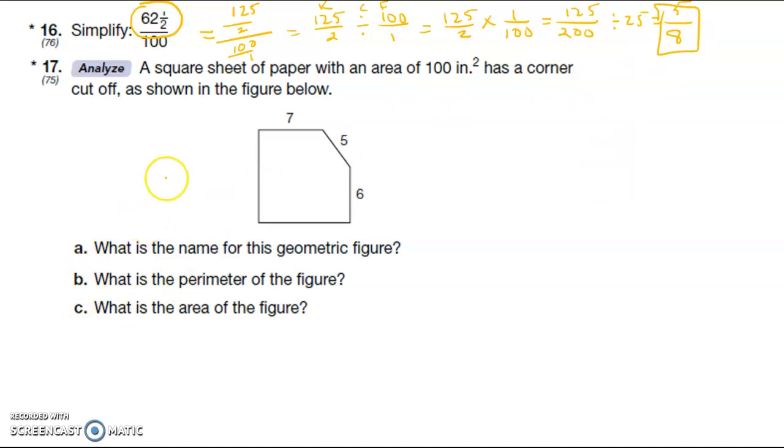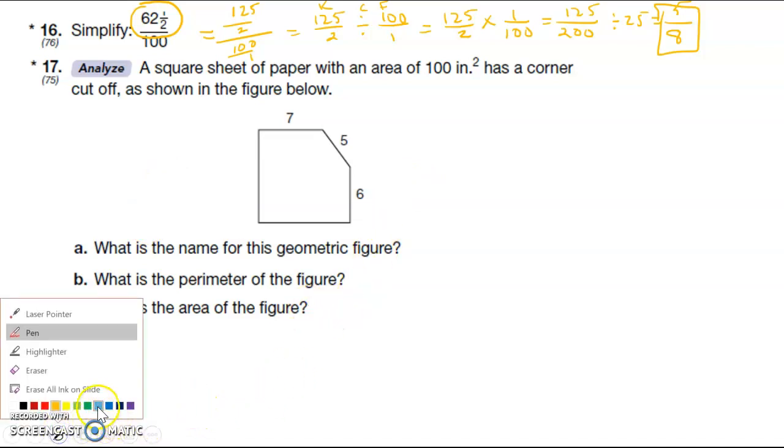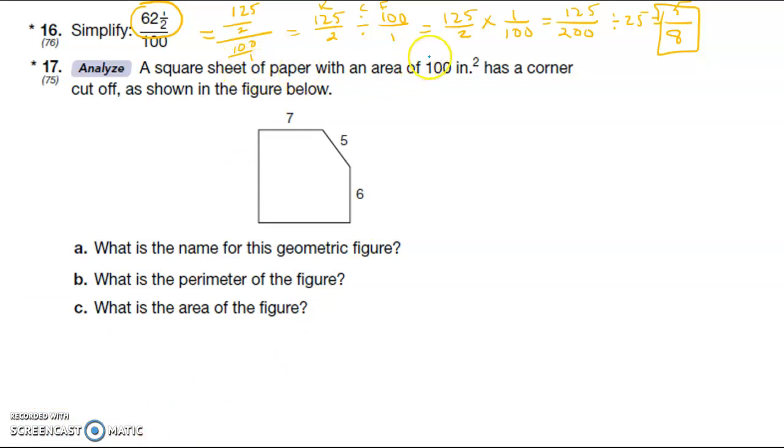Okay. Let me change colors. See if we can get this one. It says that the sheet of paper had an area of 100 inches square. So what I'm going to have to do is a square root of this to get what the original side is. And the square root of 100 is 10. So these original sides are 10.